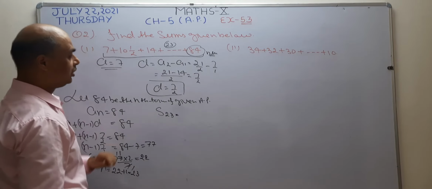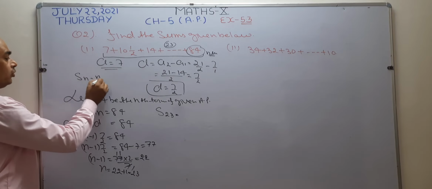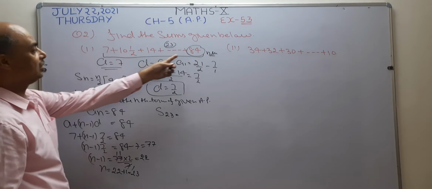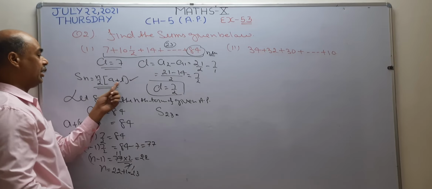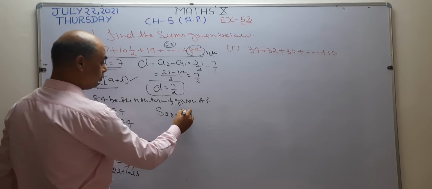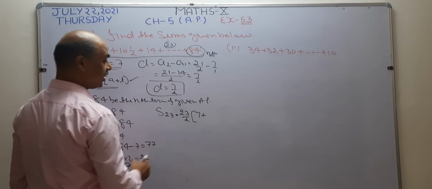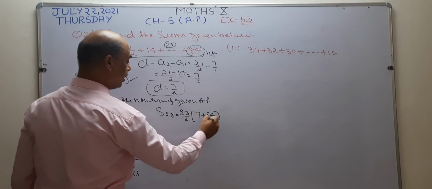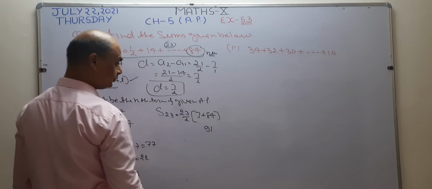Now I want to use this formula. To find Sn, I use the formula n by 2 times (a plus l). Okay? When the first and last term of the AP are given, we can use this formula. Now, what is n? 23. So this becomes 23 by 2. What is the value of a? The value of a is 7, right here. What is the value of l? L means last term. The last term of the AP is 84. Now 84 plus 7 becomes 91.